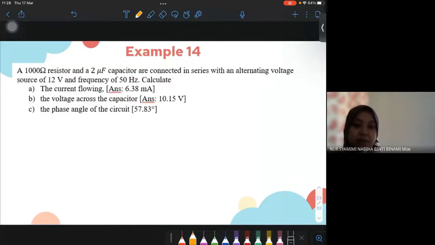Okay, so kalau tak ada masalah, kita pergi kepada example 14. A 1000 ohms resistor and a 2 microfarad capacitor are connected in series. So we know we have a resistor here and we have a capacitor here connected in series with an alternating voltage source of 12 volt. So ini ialah VRMS sebab dia ialah alternating voltage. Okay, and frequency of 50 Hz. Calculate the current flowing. So macam mana kita nak buat soalan A ini?